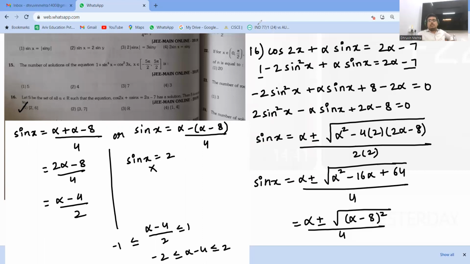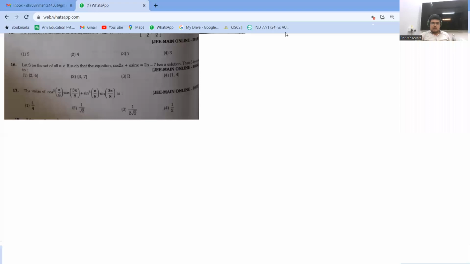एक सेकंड सॉरी लिखना. Next, the 17th one, to find the value of cos cube pi by 8 into cos 3 pi by 8 plus sin cube pi by 8 into sin 3 pi by 8. Interesting, Arush, this is pi by 8 and this angle is triple of that. It's 3 pi by 8.